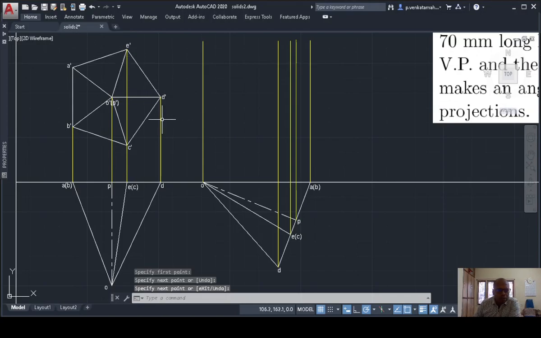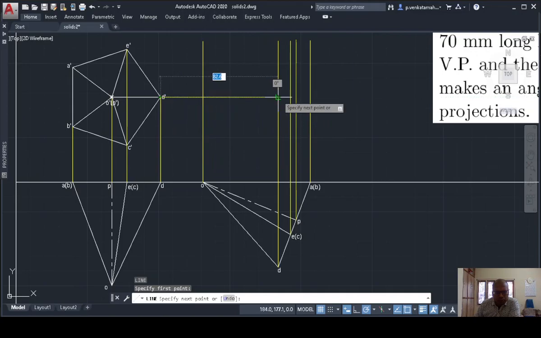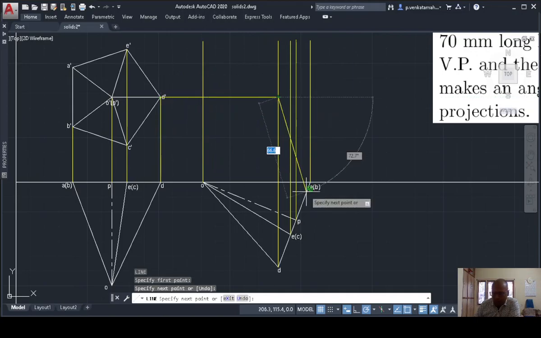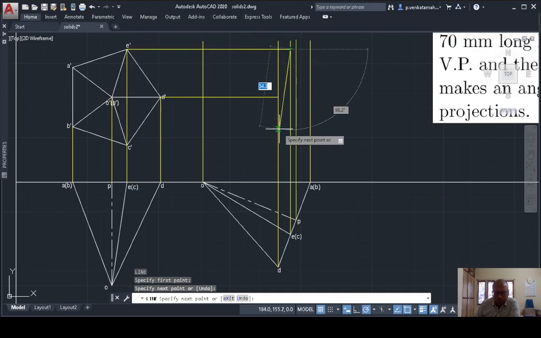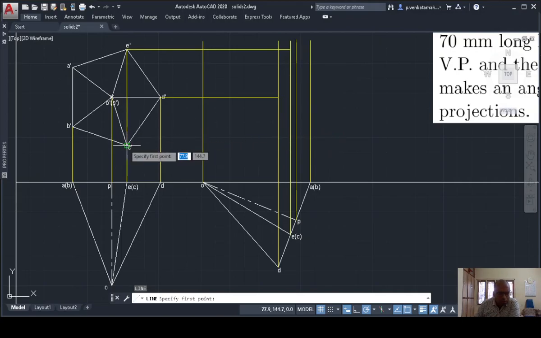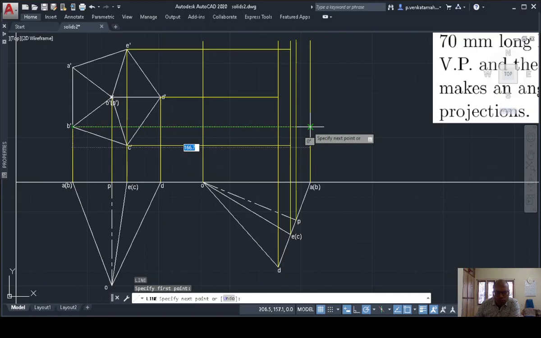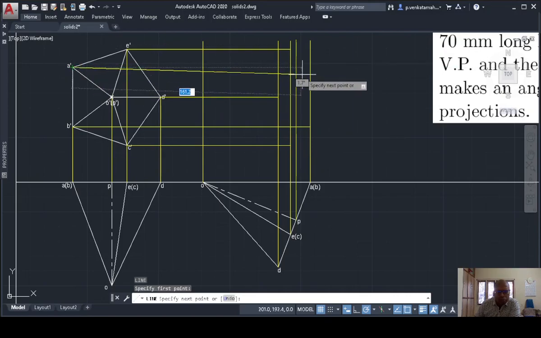Now I have to draw the locus lines from all these points. The first locus line is from D dash, so it should come up to D. So this is D, the line projection from D. I am drawing up to that. And this is E, the locus line from E should be up to the projection from E. This is the locus line from C dash, it should be up to the projection from C. And this is the locus line from B dash, it should be up to the projection from B. And this is the locus line from A, it should be up to the projection from A.